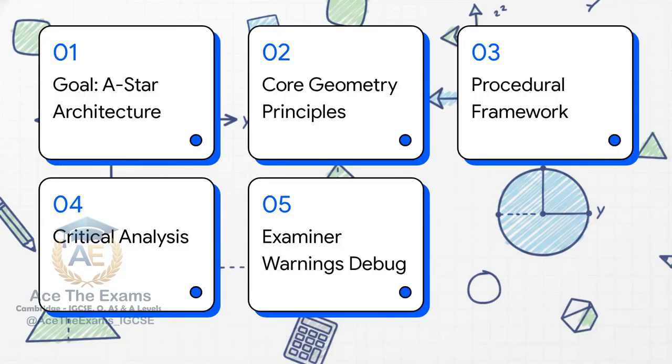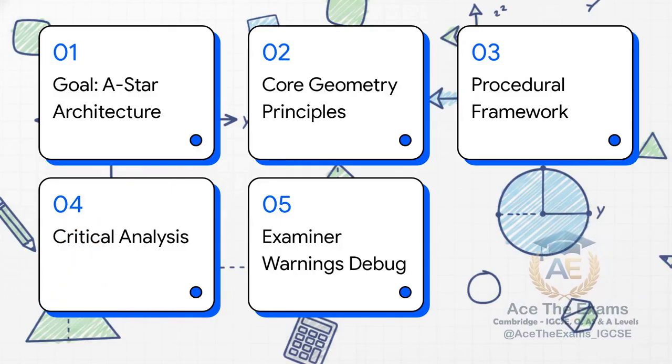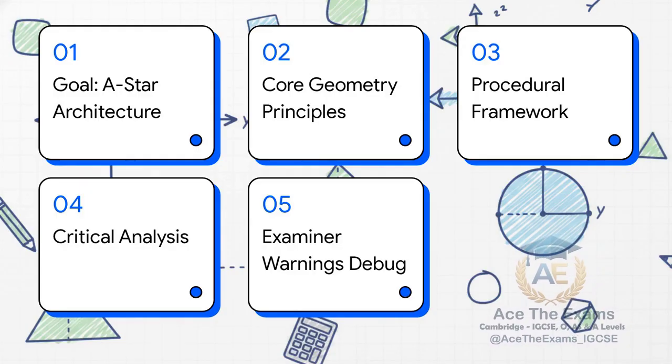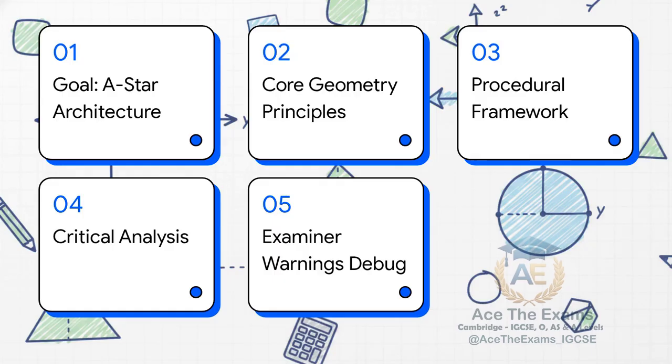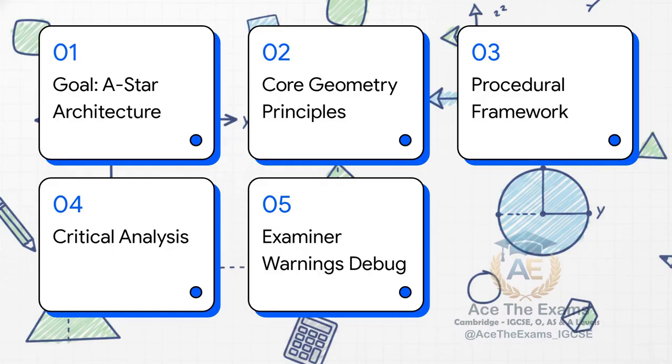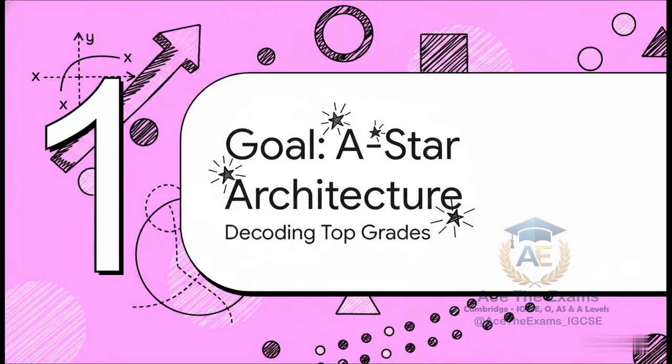Here is our command matrix for today. First, the goal, A-star architecture. Second, core coordinate geometry principles. Third, the procedural framework algorithm. Fourth, critical analysis and evaluation. And finally, debugging principal examiner warnings. All right, let's execute. Section 1.